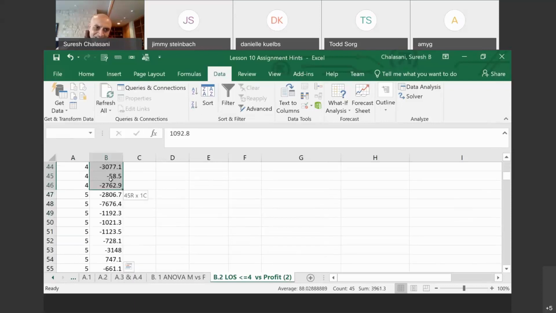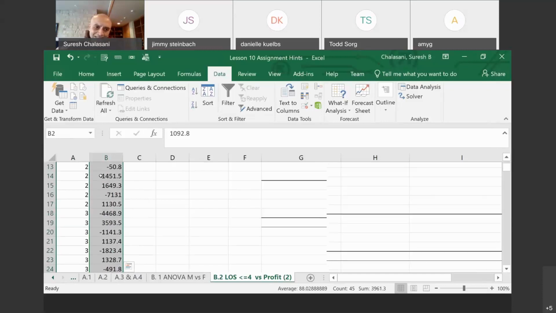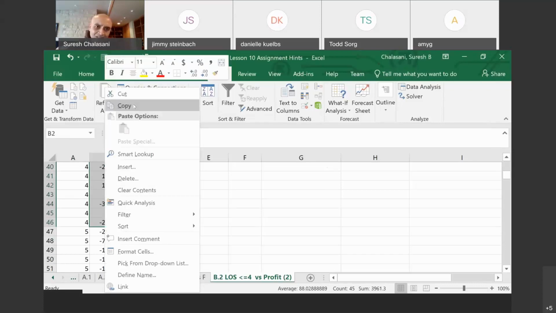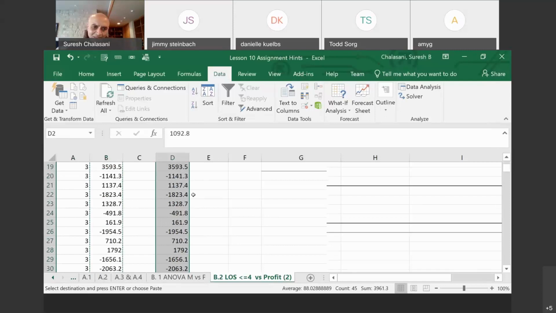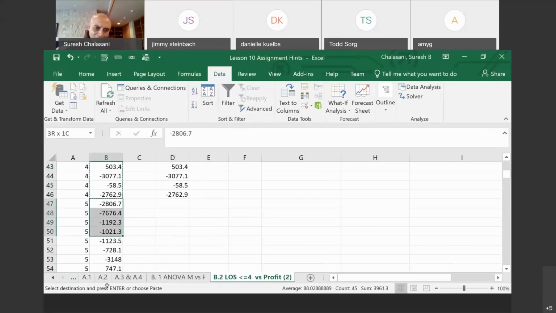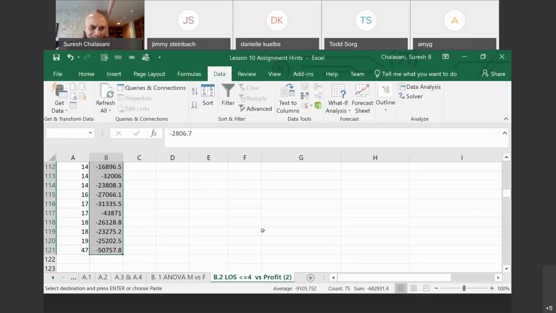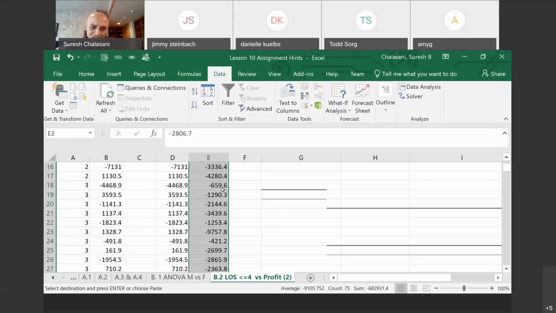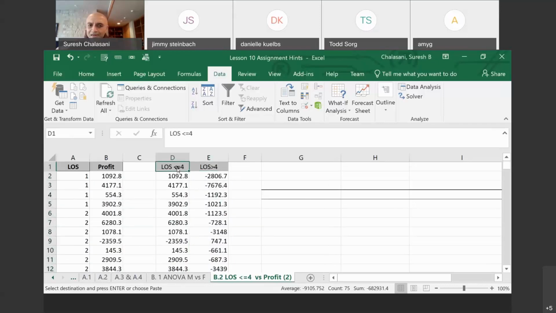In this case, once I sort this data, 1 through 4, I get this data, and then I copy these cells, and I paste these cells here, and then 5 through however long it is, the length of stay, I think I find 47. So I go until that point and I get all those. So I place those here. And now it's a matter of running ANOVA or t-test.